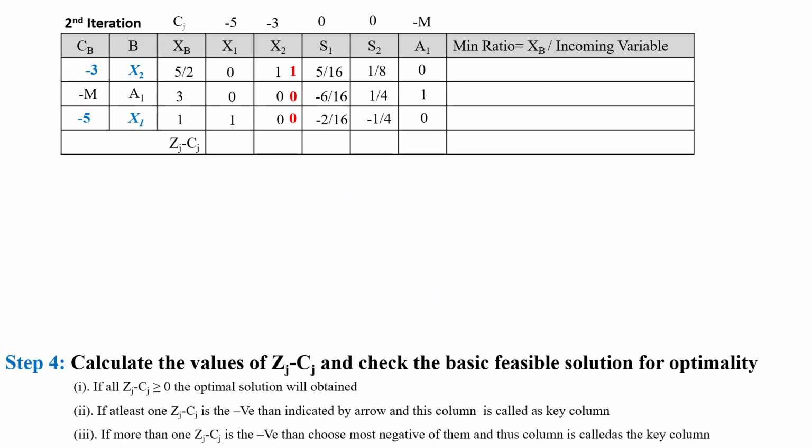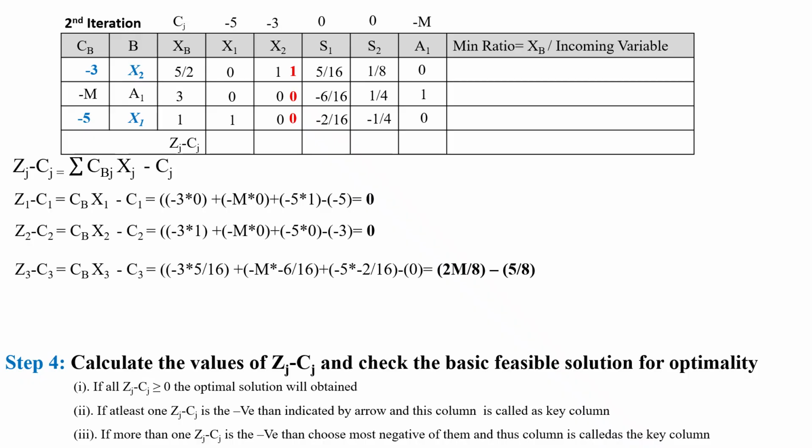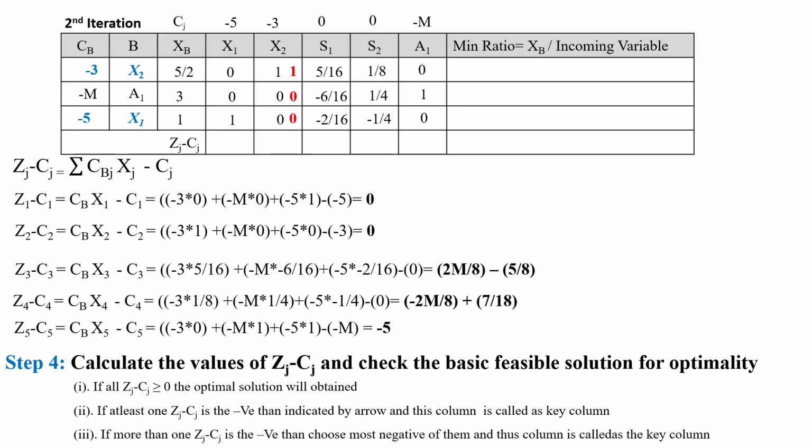This is the new simplex table, that is the second iteration table. Here once again I have to determine the Zj minus Cj values. Z1 minus C1 value is 0. Z2 minus C2 equals 0. Z3 minus C3 equals 2M by 8 minus 5 by 8. Z4 minus C4 equals minus 2M by 8 plus 7 by 8. Z5 minus C5 equals minus 5.